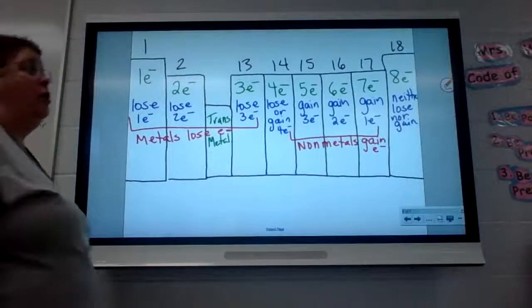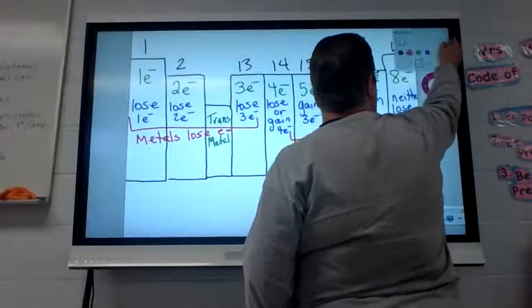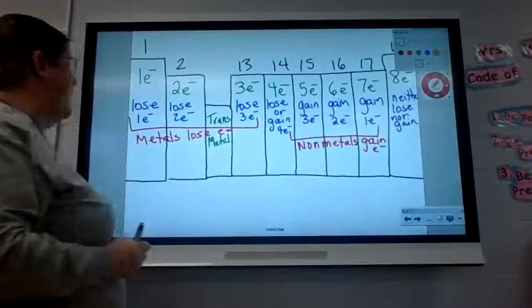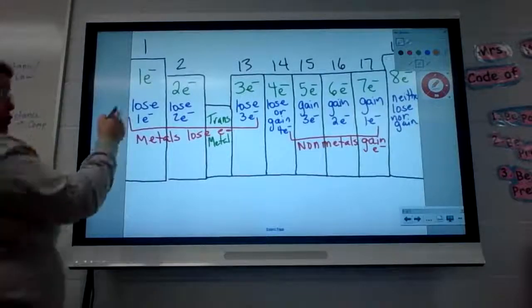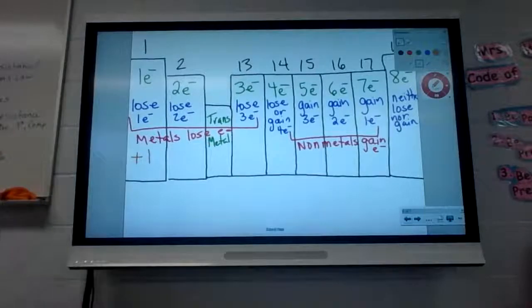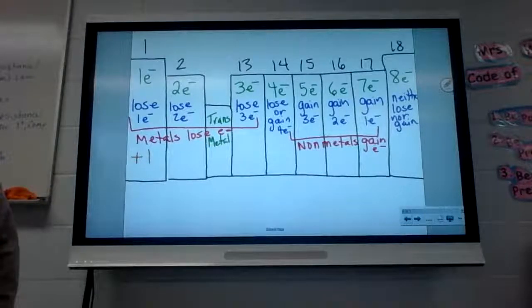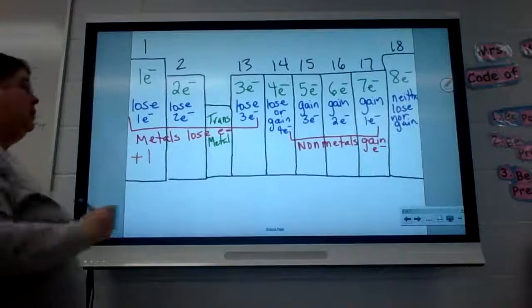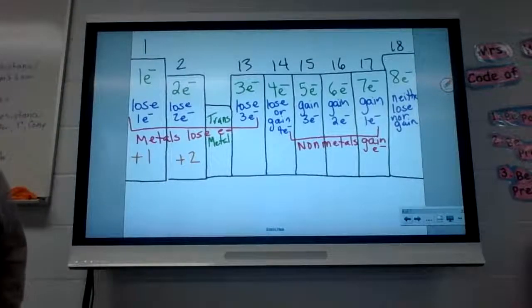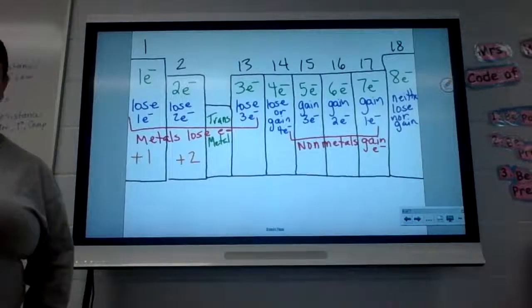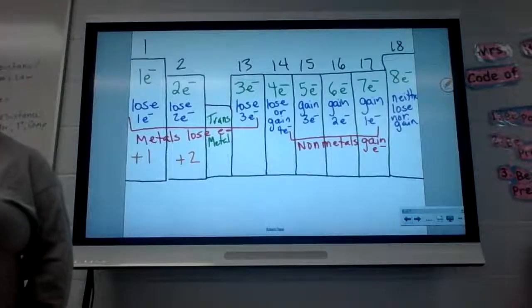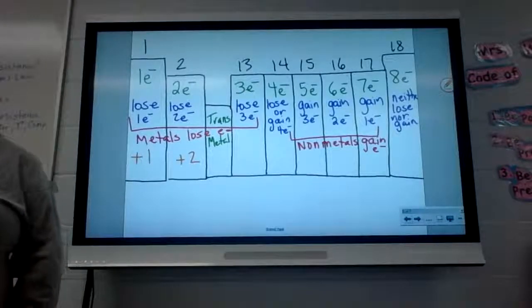So, who loses and who gains determines our oxidation numbers. So, what is the oxidation number of group 1 if you lose 1 electron? Positive 1 is the oxidation number because you lose 1. What is the oxidation number of group 2 if you lose 2? Positive 2. Now, if you know the oxidation number, but you don't remember if they lose or gain, you can use the oxidation number to go backwards. If your oxidation number is +1, that tells you they do what with their electrons? They lose 1. All right?